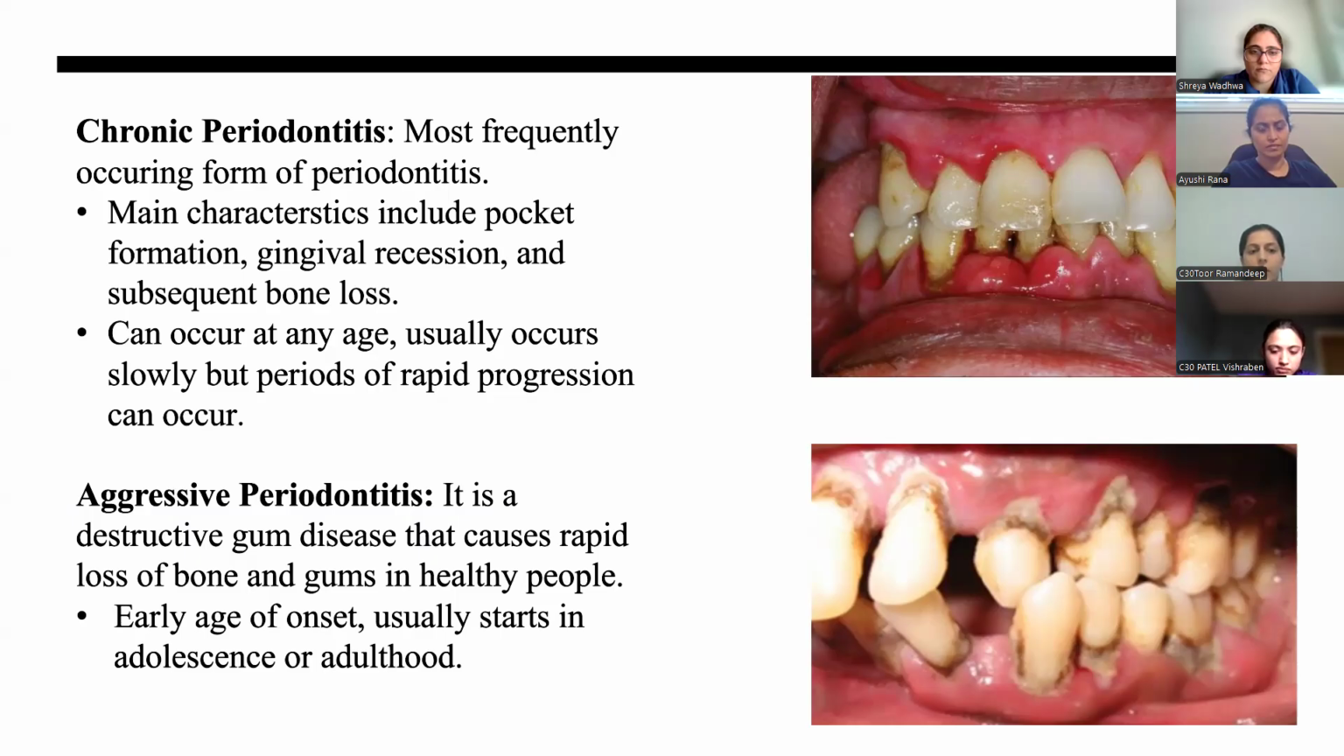Now is the aggressive periodontitis. It is a destructive gum disease that causes rapid loss of bone and gums in healthy people.